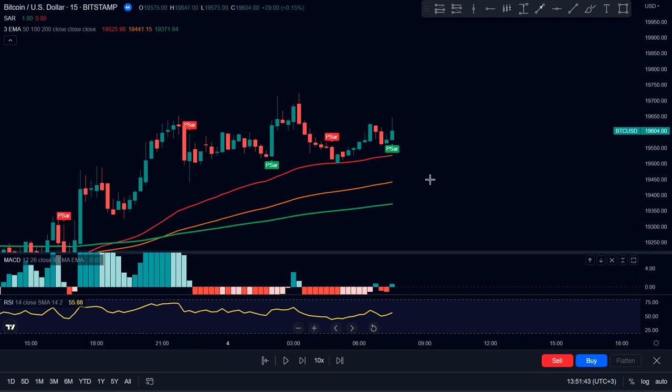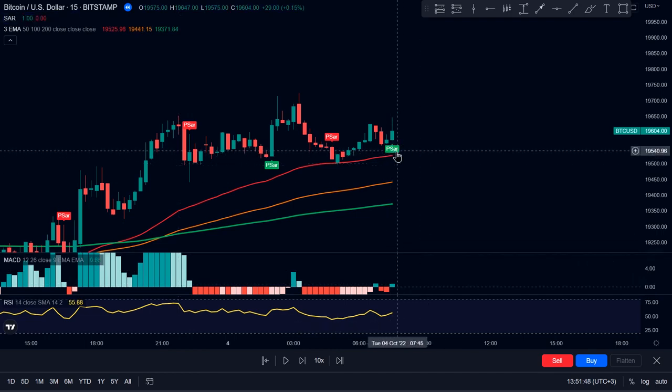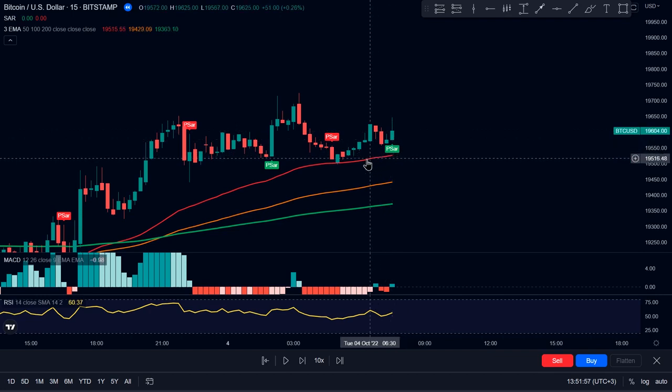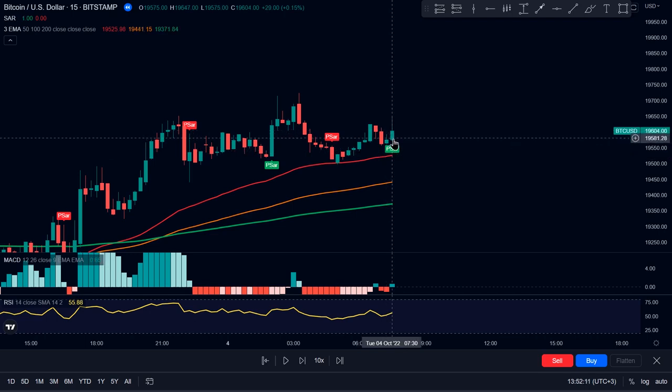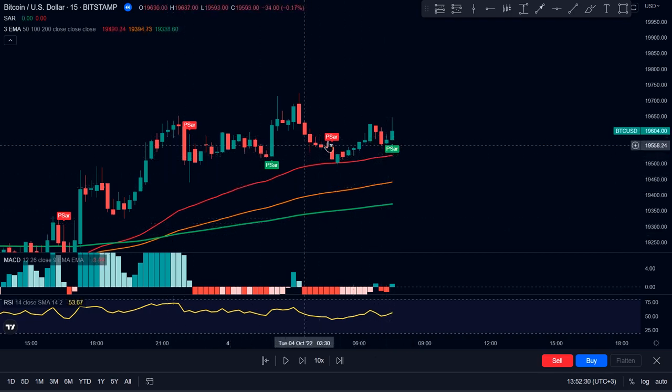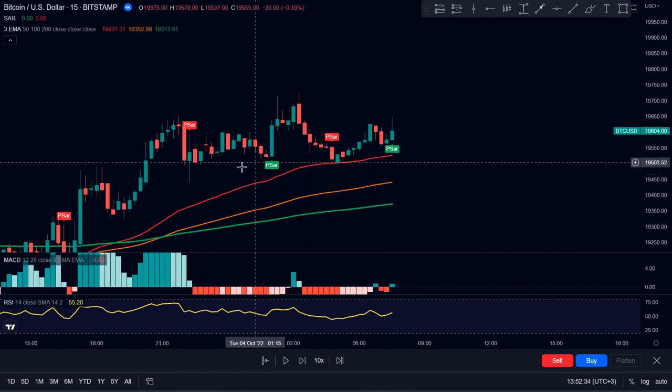Second, the parabolic SAR indicator should print a green label on a candle that opened and closed above the red EMA. Like here you can see we have the green label, and both the open price and the close price of this same candle were above this red EMA. Lastly, the market should be in a bullish trend without having been overbought since the beginning of that bullish trend.